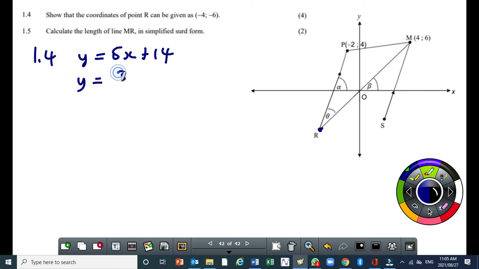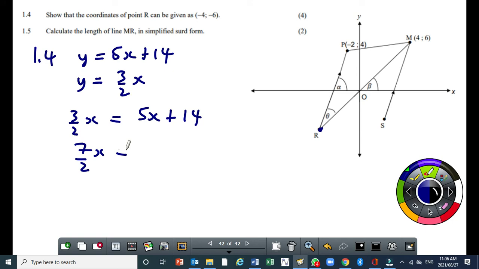Then we also have y equal to 3 over 2x. Now, this is very simple, right? Because the second equation does not have a y-intercept, so we just equate them. So we get 3 over 2x is equal to 5x plus 14. Take that 5x to this side. Now, remember, this is 1.5, so this becomes 3.5x, so it is 7 over 2x is equal to 14. So we get 7x equal to 28, and then x becomes 4.